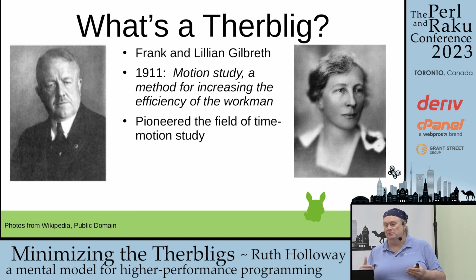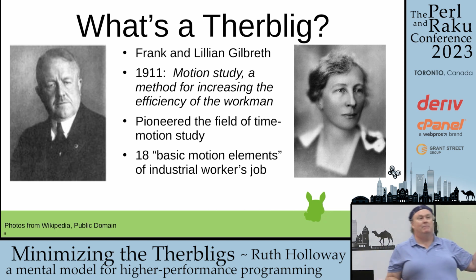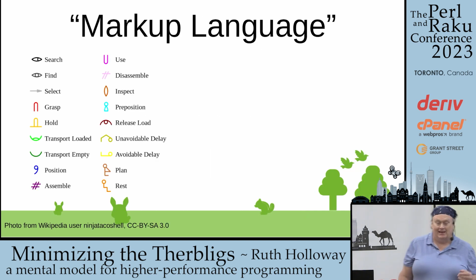By streamlining those movements. And they came up with 16, and then there have been 2 added since, that are the basic motion elements of an industrial worker's job. And they're things like search, find, preposition, release, rest, avoidable delay, that kind of thing. And they even came up with a markup language. This clip is from Wikipedia that shows the 18 basic moves.